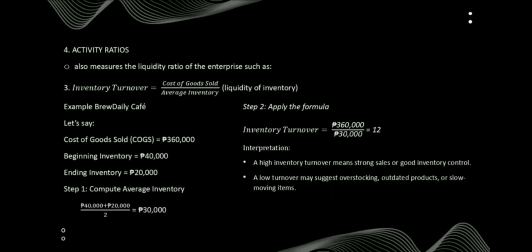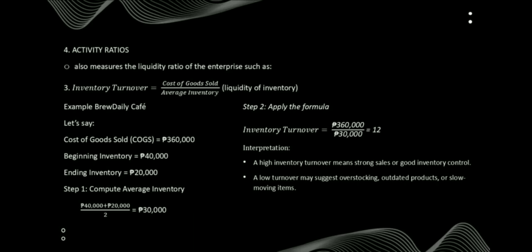Inventory turnover. It measures how quickly inventory is sold and replaced during a specific period, usually a year. In this ratio, dito natin malalaman kung ilang beses nabebenta and nare-replace ng isang business ang kanilang inventory. Let's use the Brew Daily Cafe as an example. Let's say their cost of goods sold is 360,000 pesos. Their beginning inventory is 40,000 pesos and their ending inventory is 20,000 pesos.